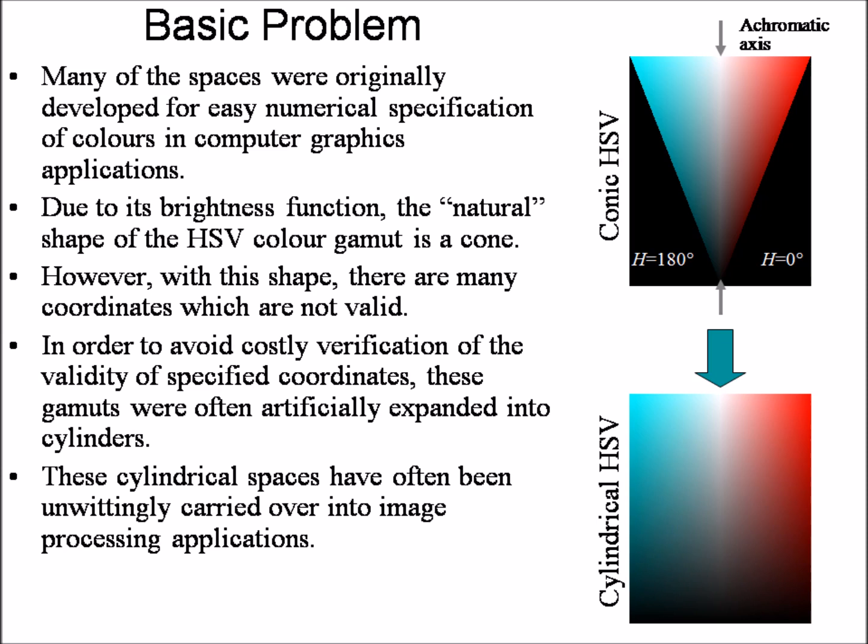Therefore, many coordinates become invalid due to this angle. So, in order to avoid costly verification of the validity of the specified coordinates, these gamuts were often artificially expanded into cylinders. So, these cylindrical spaces have often been unwittingly carried over into image processing applications. As a result, these cylindrical shapes of color spaces help to attain a constant lighting effect on the images.